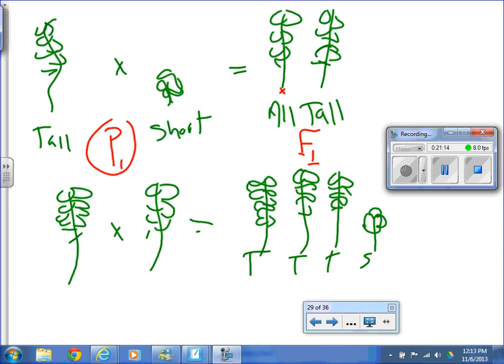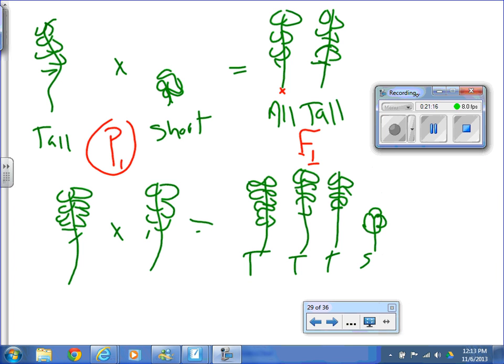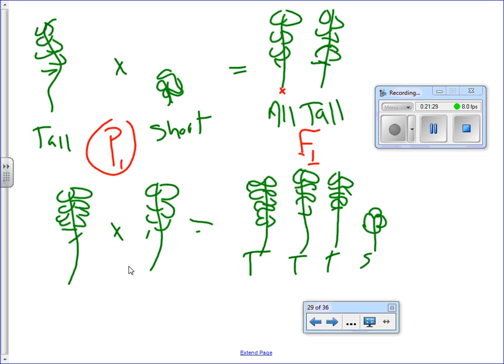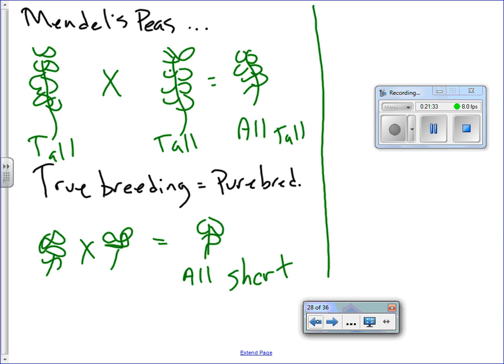So what happens is, after all this experimentation, he comes up with the terms dominant and recessive. And he says, well, I'm going to call the tall trait dominant, right? Because it's covering up that short trait. That short trait is in here somewhere, but we can't see it. And so then, to kind of cut to the chase, here's how we do it now.